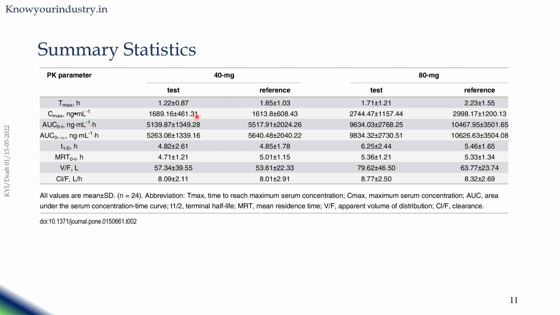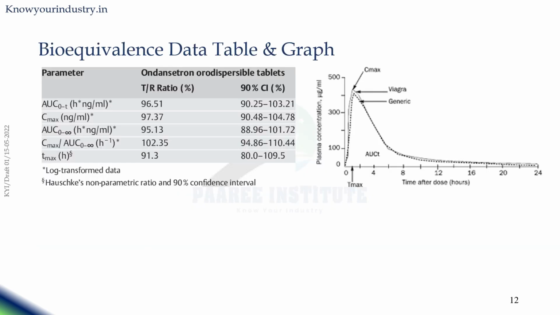Here the mean and standard deviation values are given. And you can have some other summary statistics like minimum, maximum, percent CV, etc. That is how it is presented for different strengths. This table shows the different strengths, but generally test and reference is presented in the bioequivalence study. This is the summary of statistical data representation.